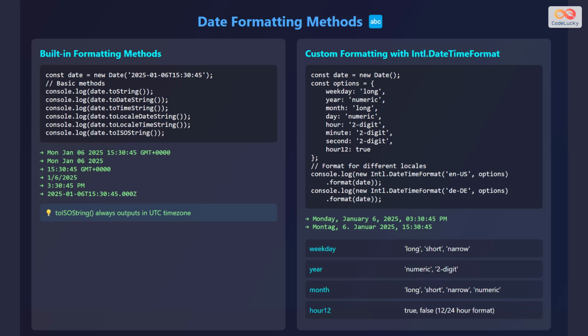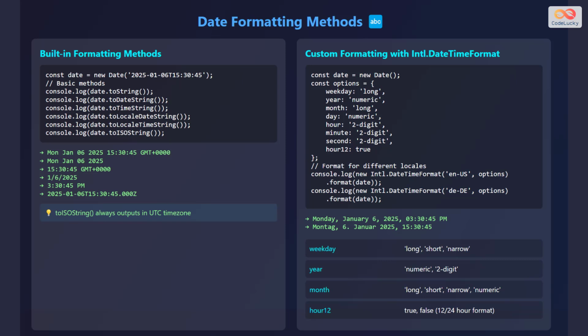Let's explore various date formatting methods. The JavaScript Date object provides built-in methods for converting dates to different string formats. The toString method returns a human-readable date string. toDateString returns only the date portion. toTimeString returns only the time portion. toLocaleDateString and toLocaleTimeString output date and time strings using the local formatting conventions. The toISOString method formats the date as an ISO string, which always represents the time in the UTC time zone.